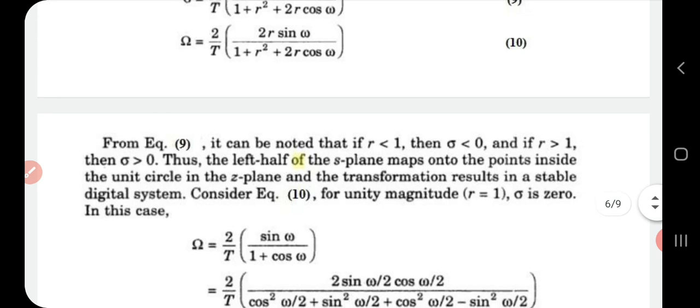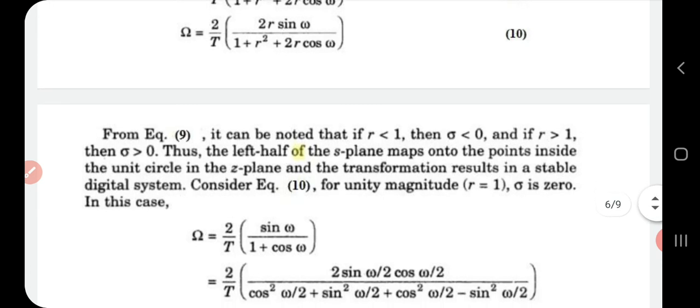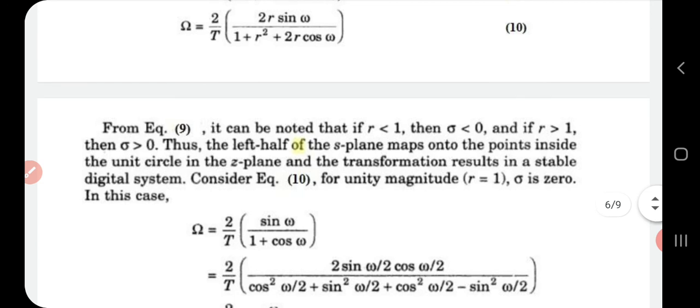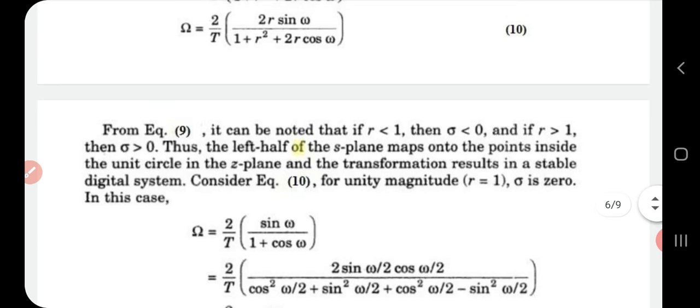Now consider equation 10. Suppose that r is equal to 1. We are taking its magnitude as unity. Then sigma is 0. In that case, what will happen to equation 10?